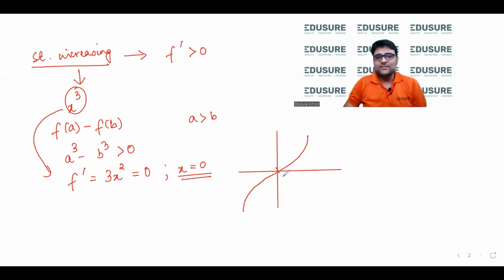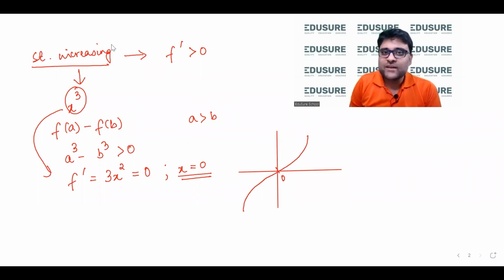What do you notice at x is equal to 0 for x cube? For a strictly increasing function, the derivative can be equal to 0 if it is a point of inflection, right? And this is a mistake that many students make. For a strictly increasing function, they will always say f dash is greater than 0 for all x. The answer is f dash is greater than or equal to 0 for all x.